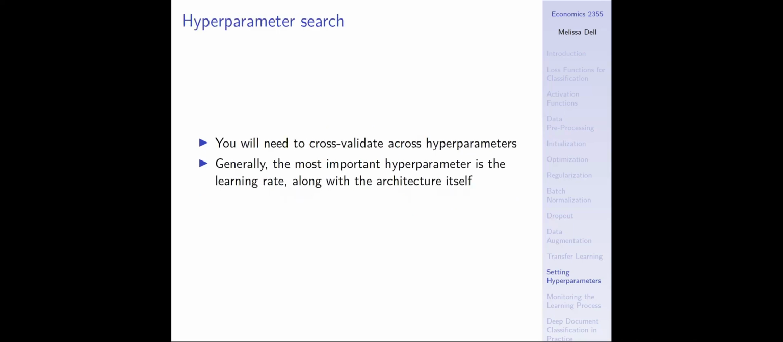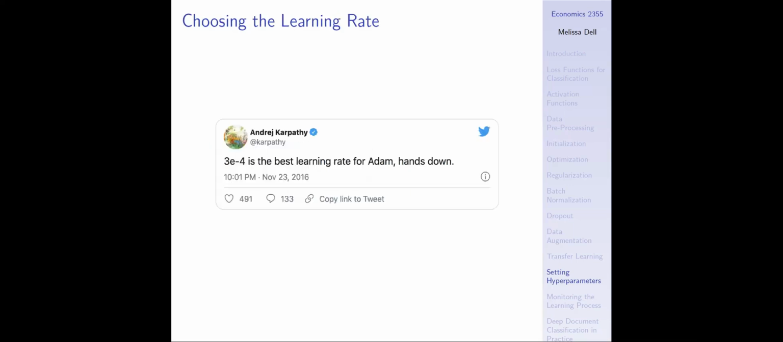So you need to cross-validate across your hyperparameters. Obviously, there are a lot of hyperparameters, and there are even more when we get into object detection as compared to classification. And you can't obviously check all combinations of all hyperparameters, because that's a problem that grows exponentially, right? In general, the most important hyperparameter that you need to validate, along with the architecture itself, is the learning rate. It's super important.